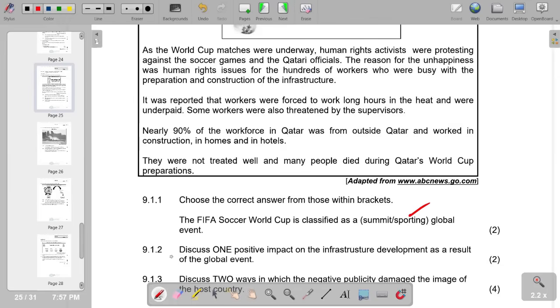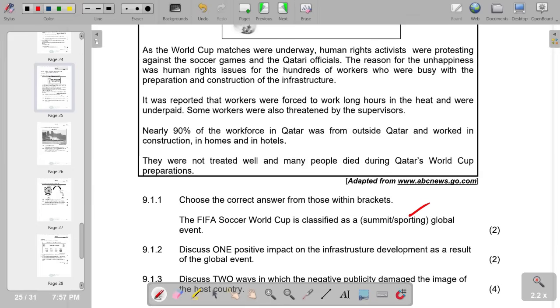Then point 1.2, discuss one positive impact on the infrastructure development as a result of the global event. So obviously, when there is that global event of this FIFA Soccer World Cup, there will be infrastructure development that will be taking place to the hosting country. So the question requires us to come up with a positive impact on the infrastructure development. So we're going to see that better roads are being constructed.